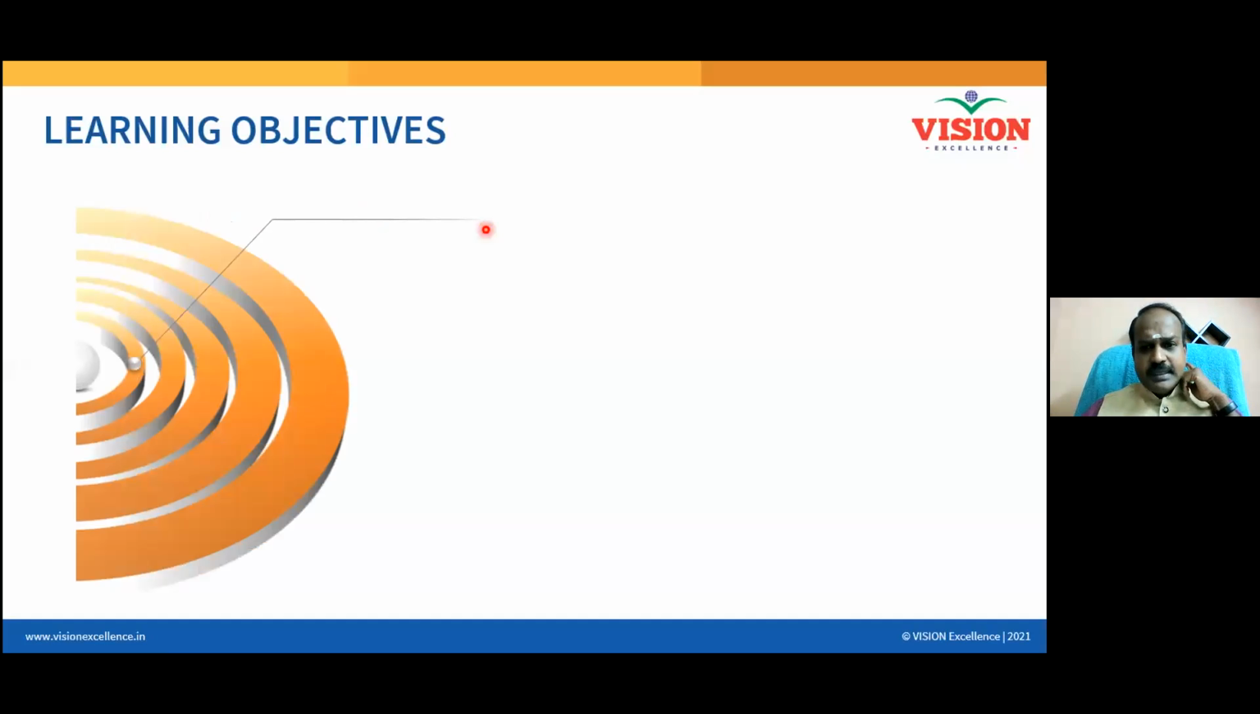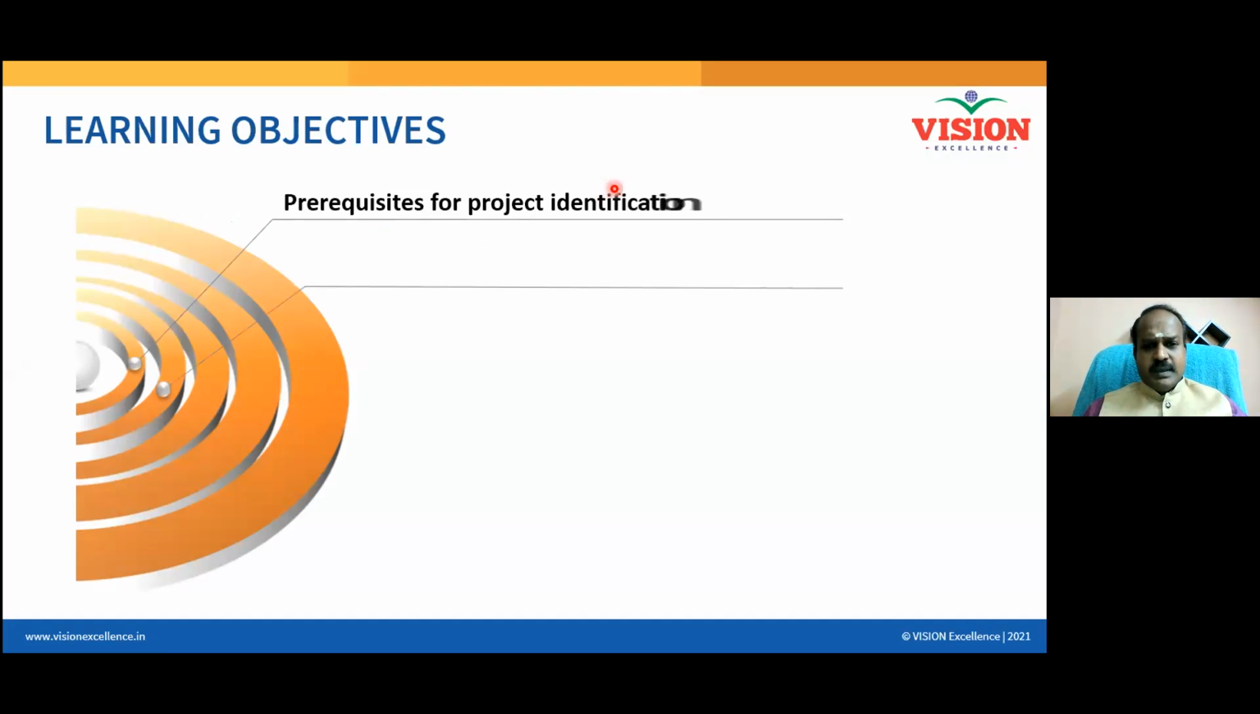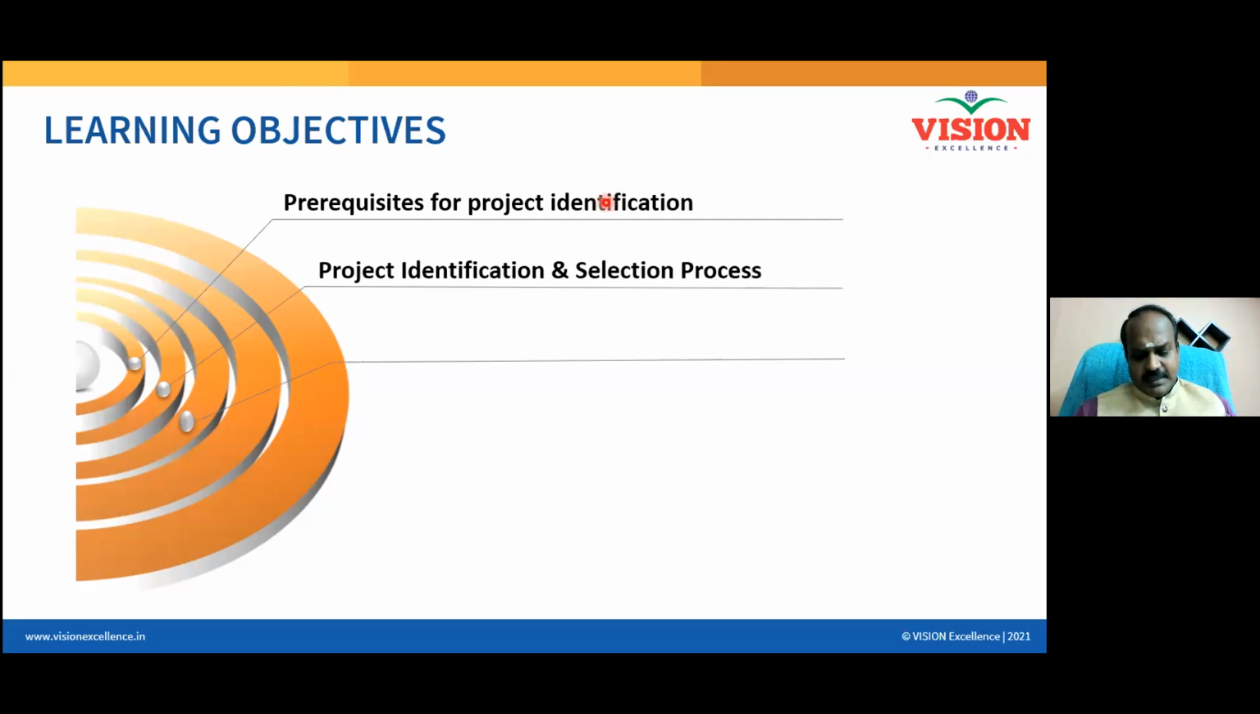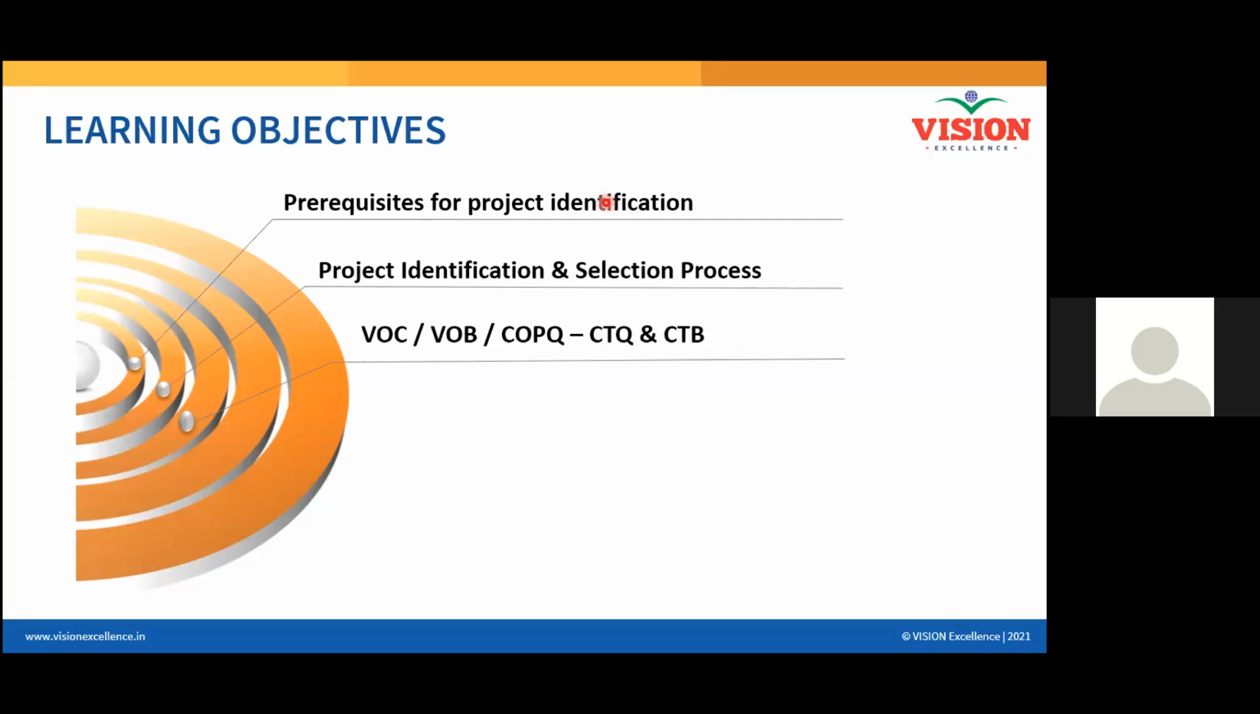So in this particular session, you will be learning about the prerequisites for project identification. The team which is identifying the Six Sigma projects should have certain information about the organization strategy and other things. We call it prerequisites for project identification. And then a specific process, maybe I would say a standardized process for project identification and selection, but it can differ from company to company slightly.